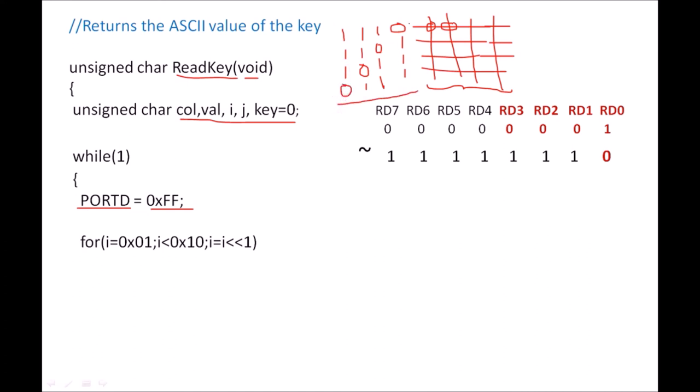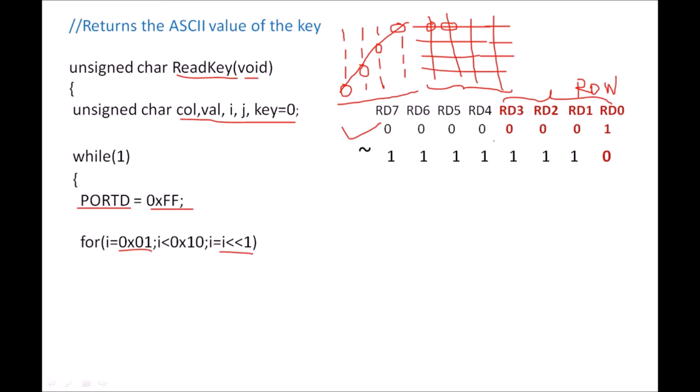To send a logic 0 one at a time on a row, this for loop is used. So just go through the logic. Here I is initialized with hex value 0x01 and that is written here. We are sending data on the rows, so we are interested only in these 4 bits. These 4 pins are used as the rows of the keyboard. So at a time we want to send logic 0 on one row. So I is varied from 0001 to 1000, and it is shifted in the left direction by 1 bit.